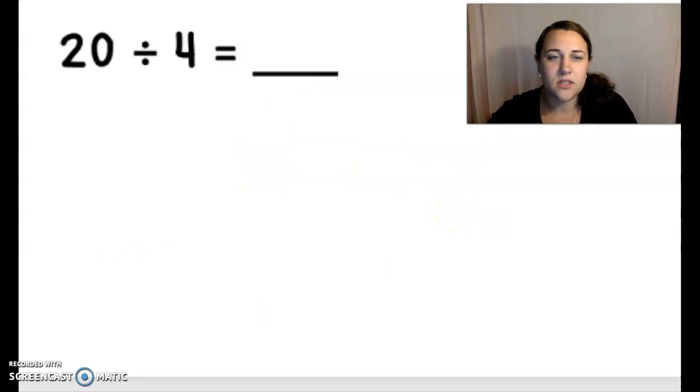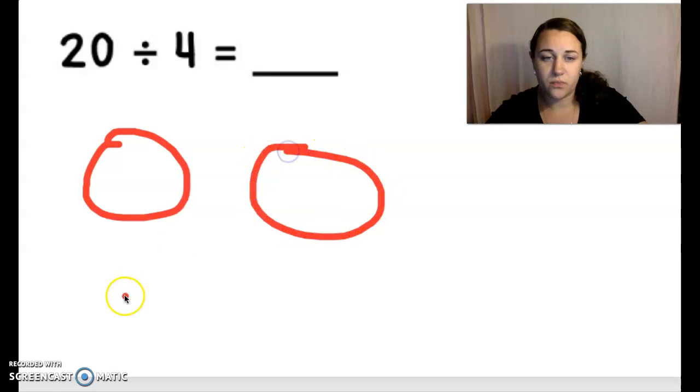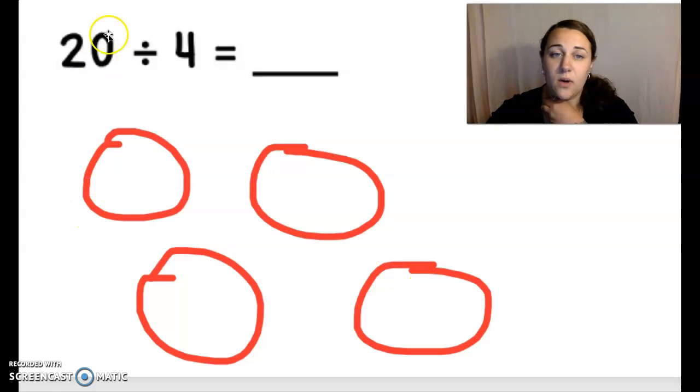Okay, so let's do some practice. So this problem is 20 divided by 4. So remember, as soon as I see this symbol, I know I have to divide. I'm going to have to take this big number here, 20, and divide it amongst equal groups. 4 equal groups. Okay, so let's start with that. So I have my 4 equal groups. 1, 2, 3, 4, right? And now I know I have to count to 20, putting 1 as I count in each group.